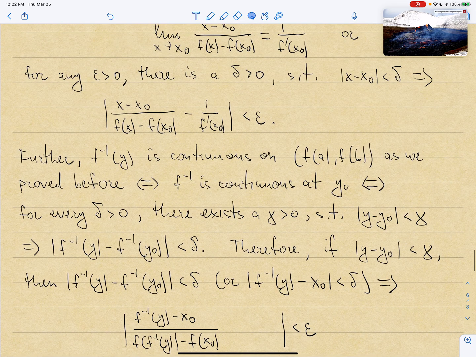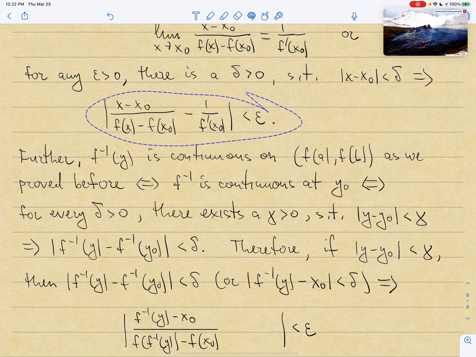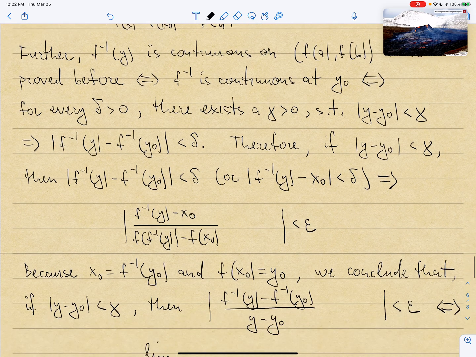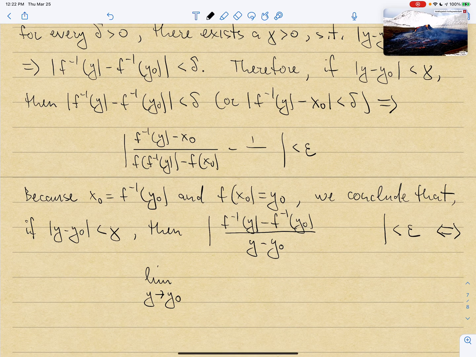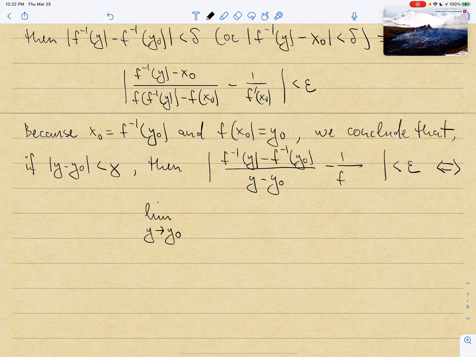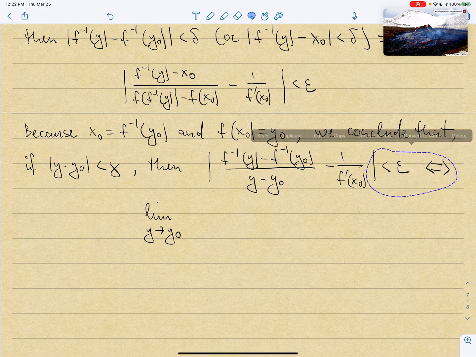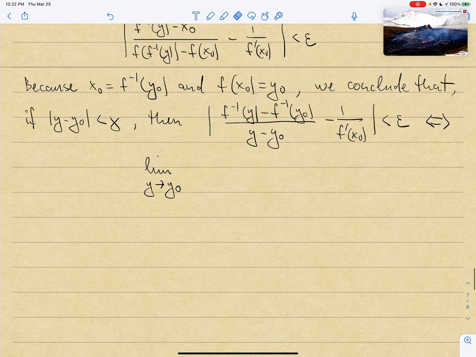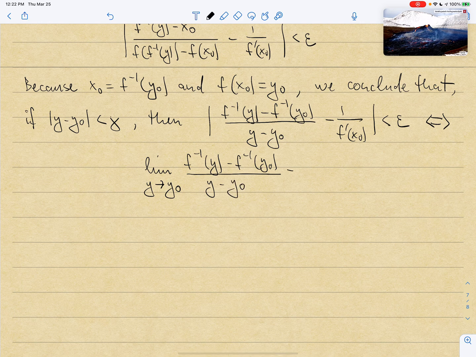right? Because my original limit was this, and I forgot to write 1 over f prime of x0, so minus 1 over f prime of x0, minus 1 over f prime of x0, and so the conclusion now is that the limit of (f inverse of y minus f inverse of y0) over (y minus y0) is 1 over f prime of x0.